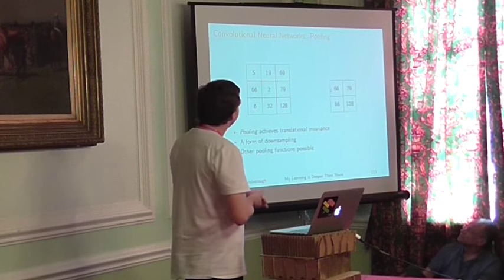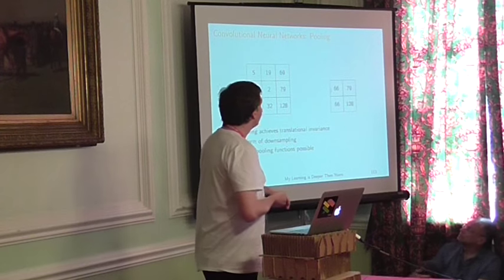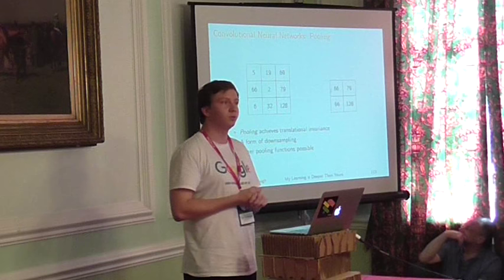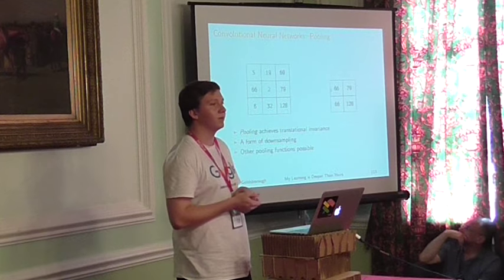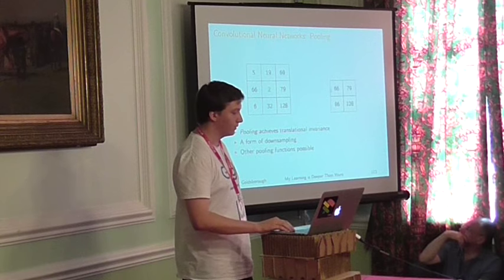And next to max pooling, which I just showed you, there are also other pooling functions possible. So one other idea is to use average pooling. So we would actually pick the average of all those pixels, and that would be a kind of blurring of the image. So that can also be of use.